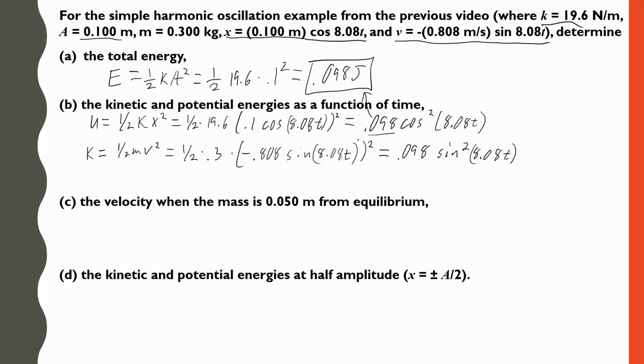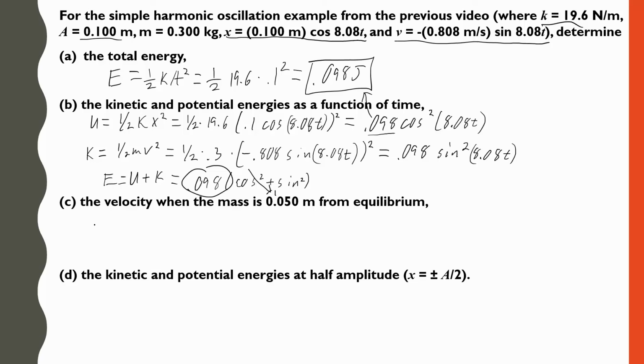Alright, and if you add these two things together, we know that at any time U plus K has to equal our total energy. This wasn't part of the question, but you can obviously see here, you factor out the 0.098, and then you just have cos squared plus sine squared. I'm not going to bother writing the arguments, and that from our trig identity is 1, and so that gives us the same total energy that we had up here. Hooray for consistency.